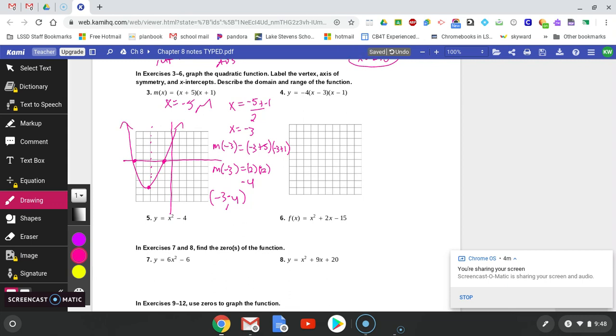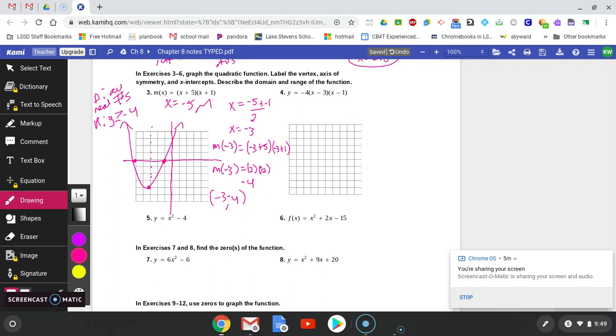All right, then it says to describe the domain and the range. So domain is going to be all real numbers. Remember, that's always the case for all quadratic functions. That hasn't changed just because we're looking at the equation in a different form. The range, well, the lowest point it goes to is -4, and it's going up from there, so y has to be greater than or equal to -4.